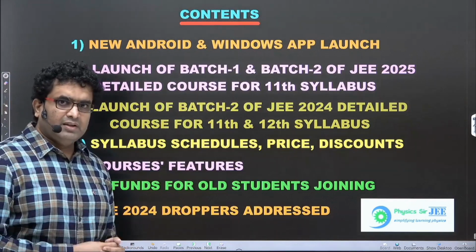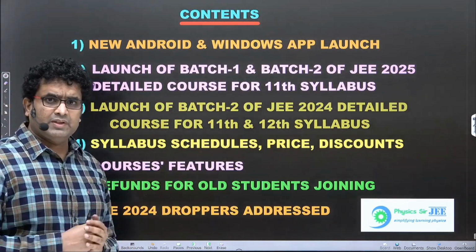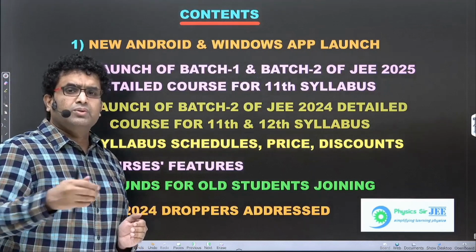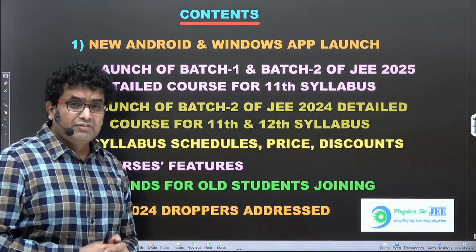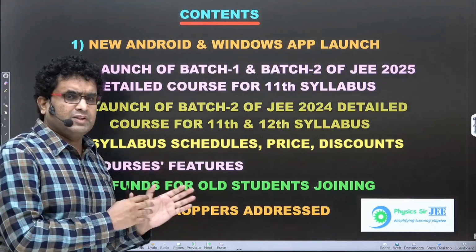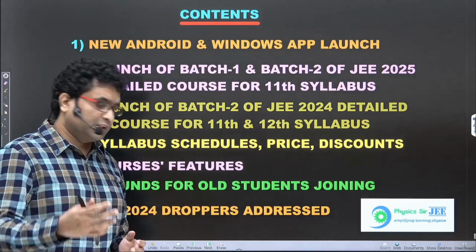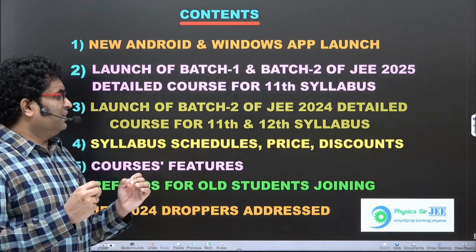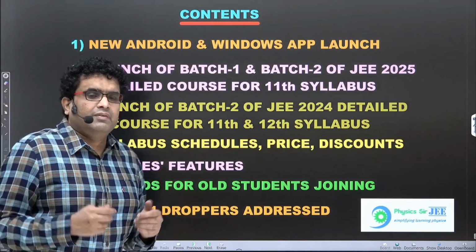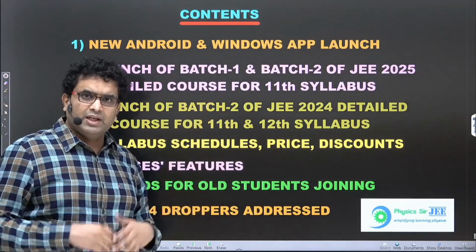I'll explain that. Those who have purchased the chapter wise courses till now and following a schedule that I have given, and if they are joining any of these full courses, they are entitled for a complete refund of their chapter wise purchases. How to do that and all that I'll explain. And also for 2024 aspirants, especially the droppers, there will be a dilemma whether to take a detailed course or crash course. I'll explain that at the end.